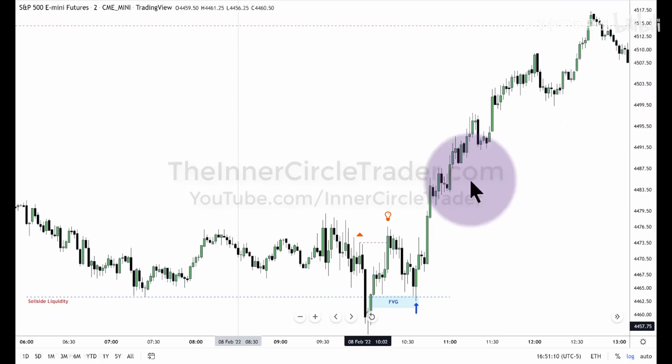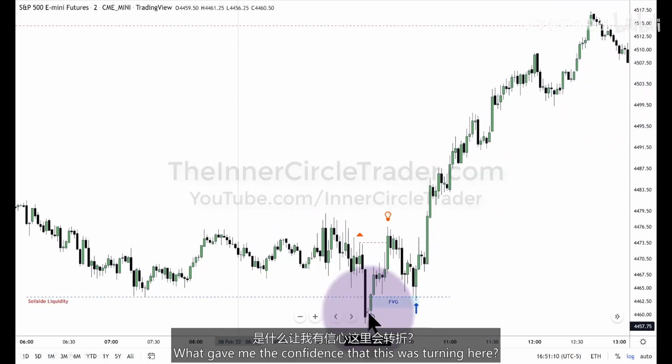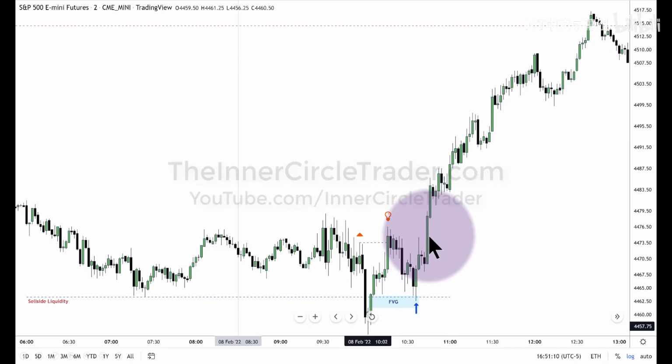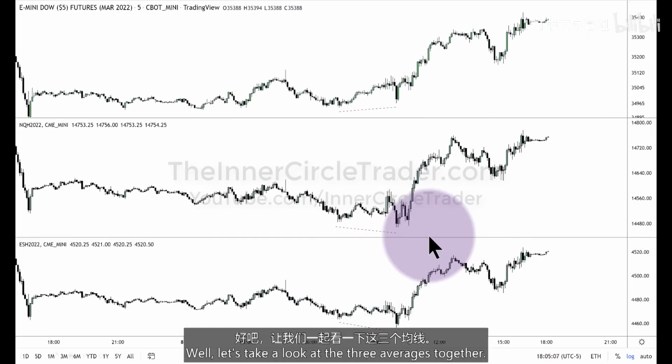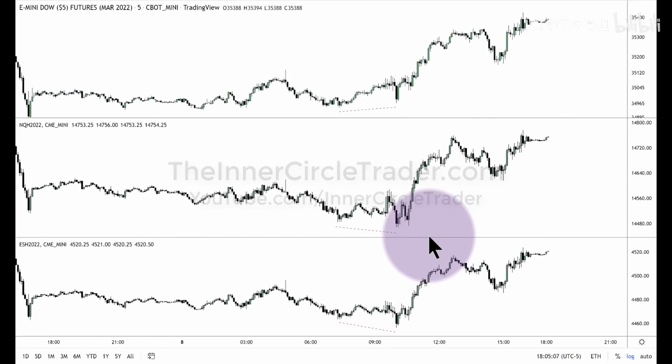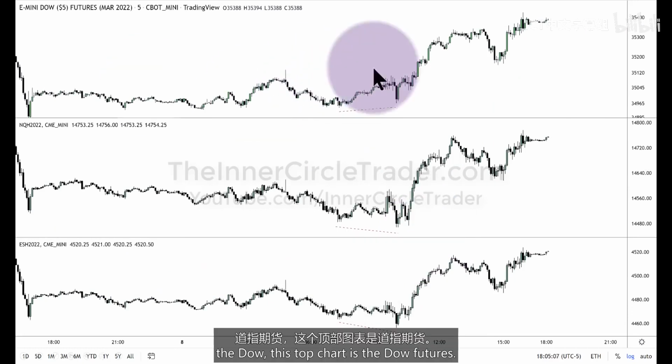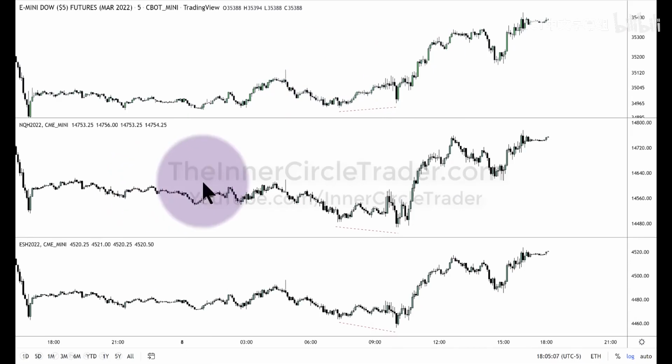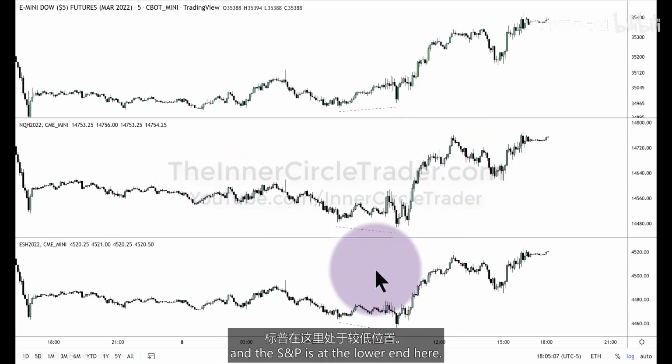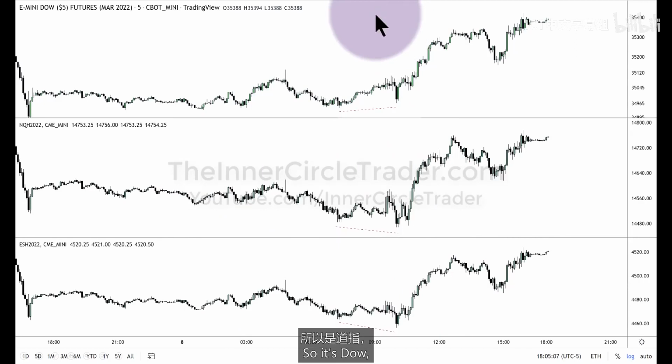All right. What gave me the confidence that this was turning here? Well, let's take a look at the three averages together. This top chart is the Dow futures, the NASDAQ futures is in the middle, and the S&P is at the lower end here. So it's Dow, NASDAQ, S&P.